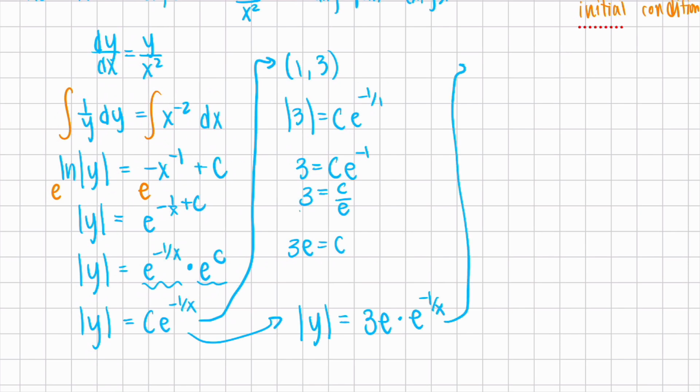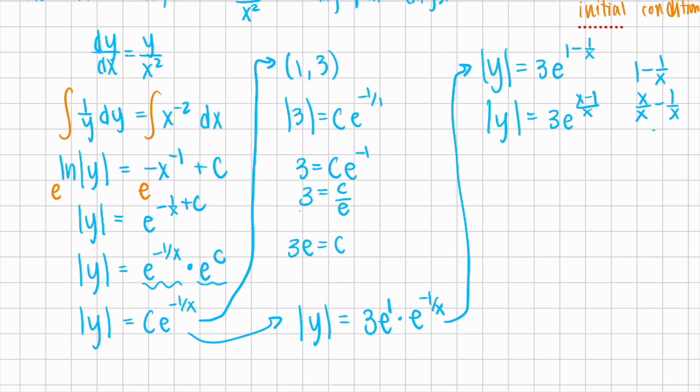And maybe let's keep working on a new line. Let's make our exponents a little bit nicer. So the absolute value of y equals 3e to the 1 minus 1 over x. And this is the same thing as 3e to the (x minus 1) over x if we do some adding fractions. At this point, with our absolute value, we want to get rid of it. So we're going to say y equals plus or minus 3e to the (x minus 1) over x.